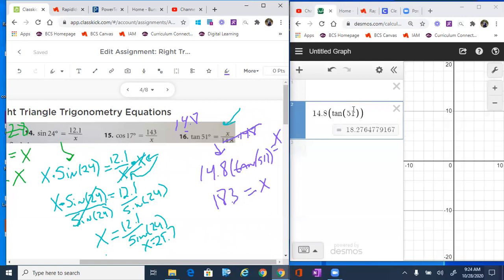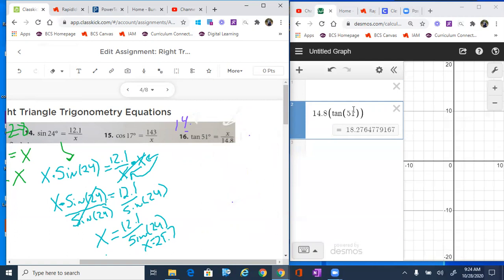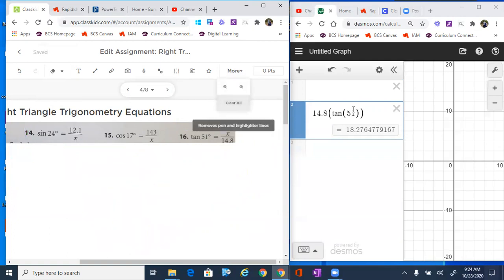Now, I know I skipped over 15, but we've got a moment. Let's go ahead and come back to number 15 here. It is going to be helpful for us to recognize the problem one more time of getting rid of x when it is in the denominator. So I'm going to write that out. Cosine of 17 equals 143 over x.